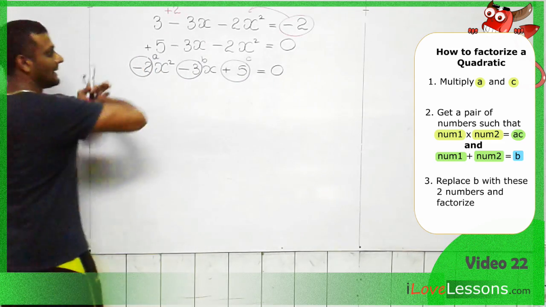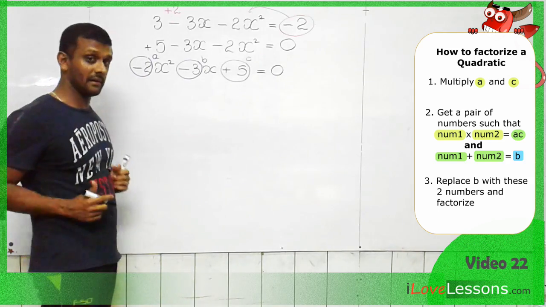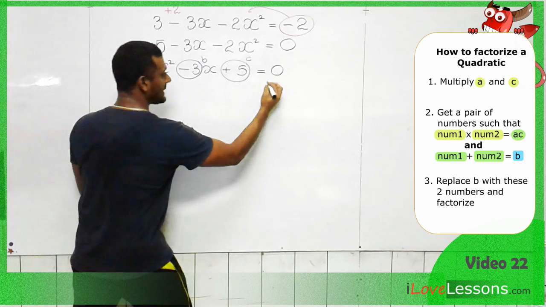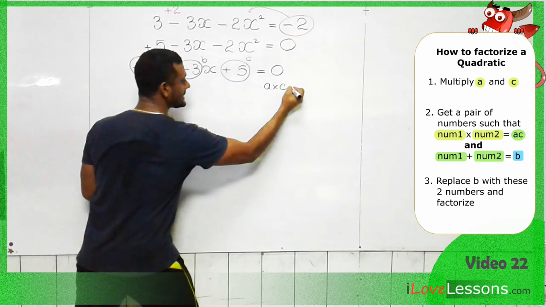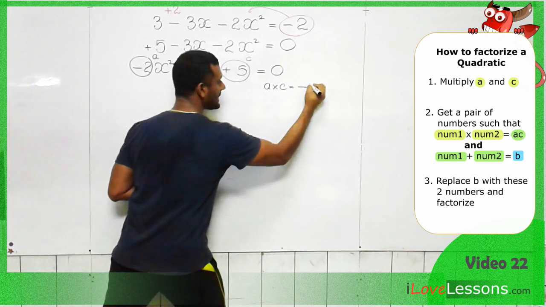So let's factorize this quadratic. By now you should be very, very familiar with factorizing quadratics. The first step is to multiply A and C. So let's multiply A and C. I believe we will get minus 2 by 5, which is minus 10.